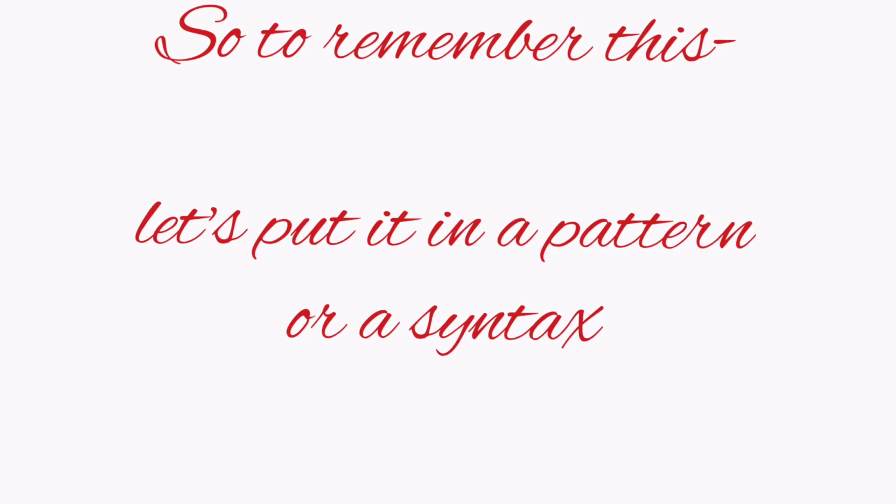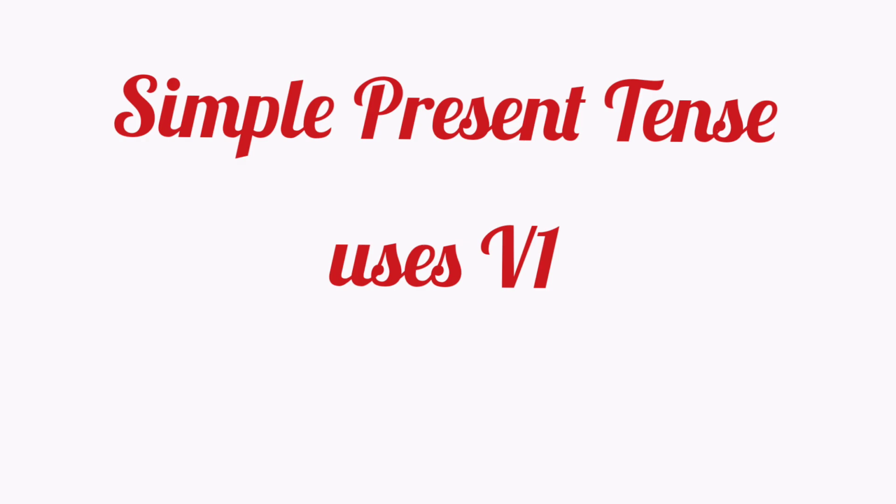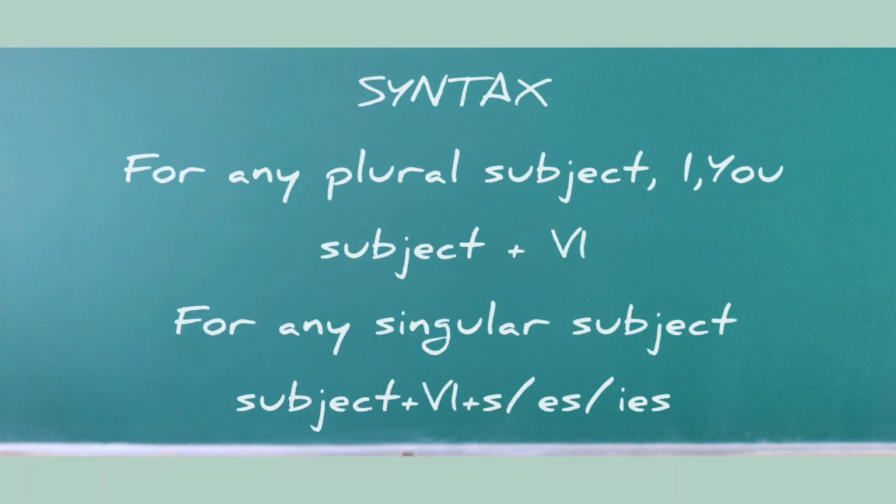So to remember it all children, let's put it in a pattern, rule or a syntax, which is here on the board. For any plural subject, I and you, it is subject plus V1. For any singular subject, it is subject plus V1 plus S, ES or IES according to the spelling of the verb.